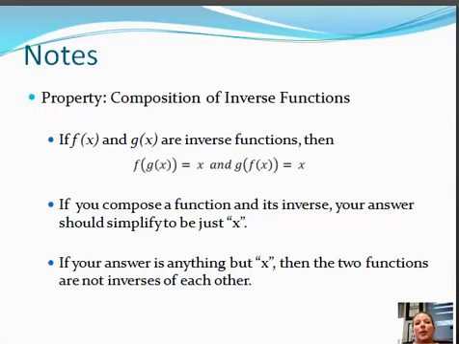Okay, so the property says if f of x and g of x are inverse functions, then f of g of x should equal x and g of f of x equals x. This just means that no matter what order you do it in, whether you plug f into g or g into f, you should end up with an answer of x. If it's not x, then that means that the two are not inverses. Okay, so fill in the blanks in your notes and copy that down. And we're going to work an example.